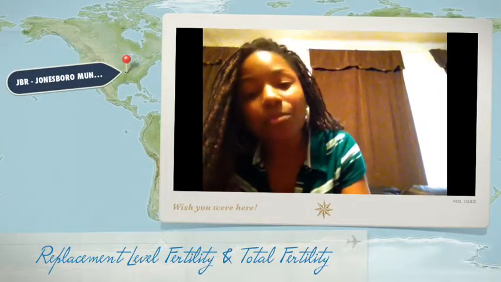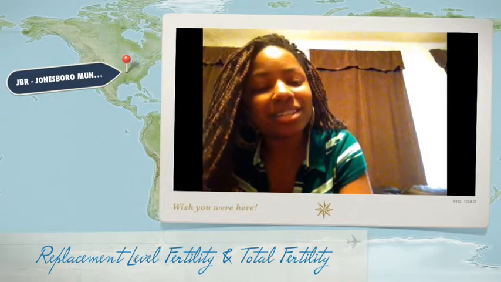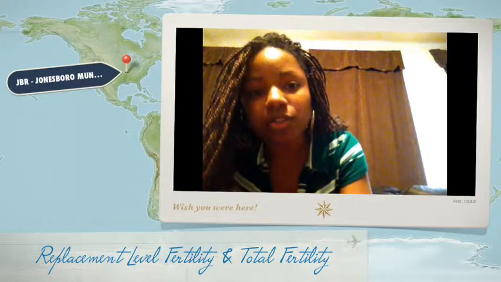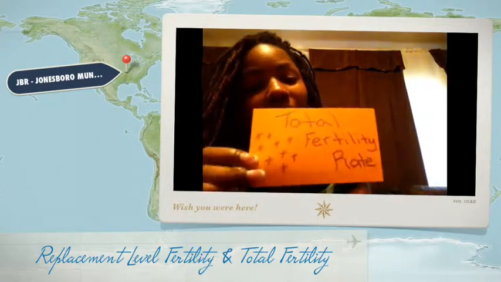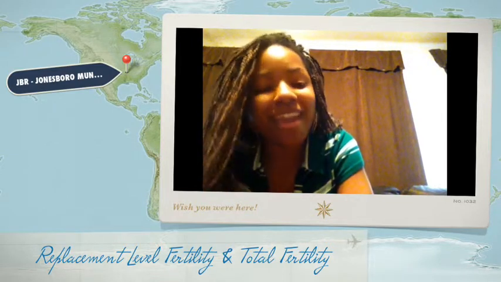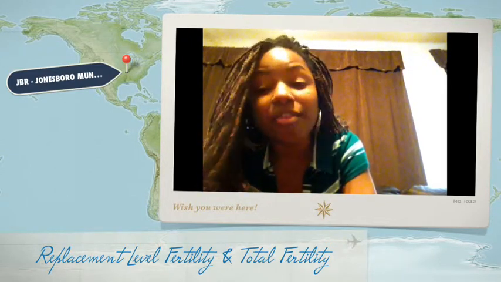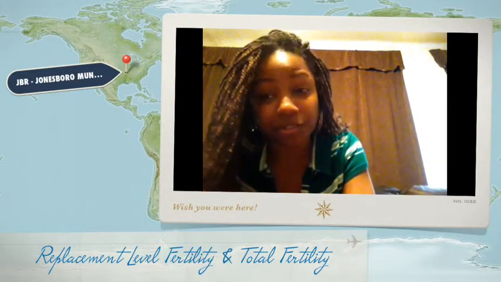Replacement level fertility is basically just having a child to replace yourself. Now for a couple, that isn't necessarily just 2 kids because of infant mortality rates and child mortality rates. So in a country like ours, a developed country, it's about 2.1. Total fertility rate, however, is how many kids a woman has in her lifetime. If the total fertility rate is higher than the replacement level fertility, then a population is growing. But if it is less than the replacement level fertility, then the population is declining.